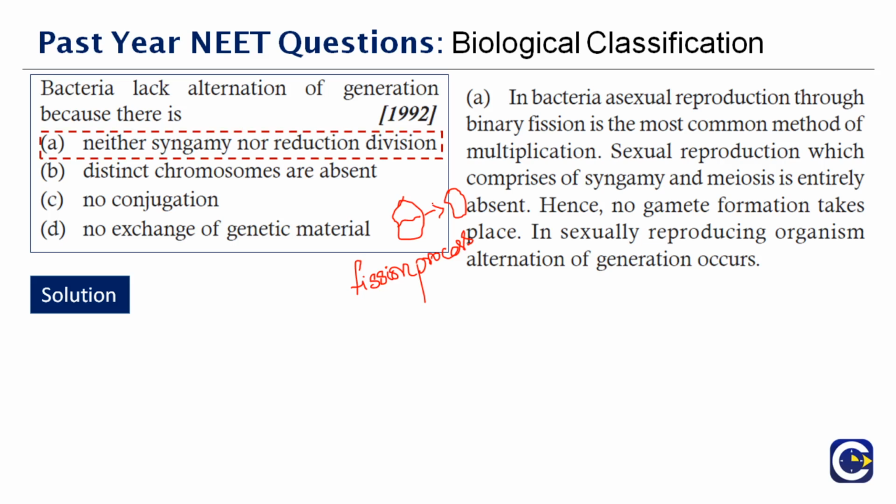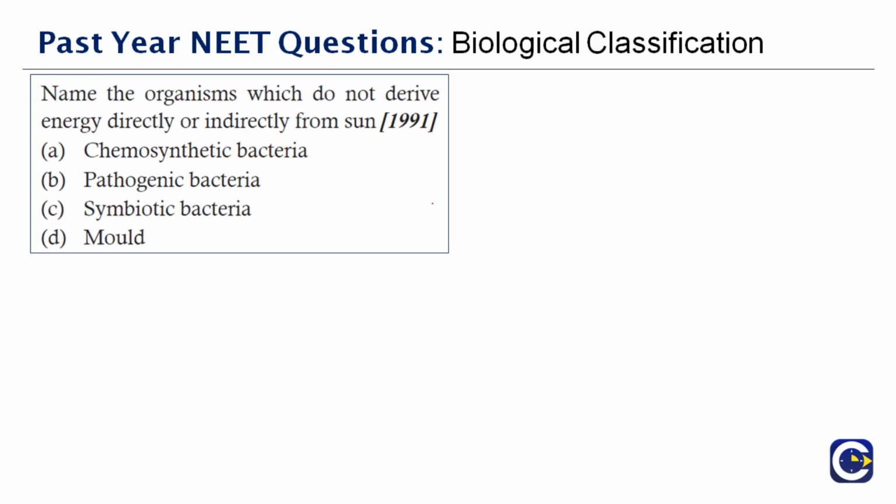Fine. Next question here. Name the organism which does not derive energy directly or indirectly from the sun. Very easy question for you to answer. Out of the 4 organisms given here, they are asking about those which don't derive energy from the sun, directly or indirectly. It means that the organism is taking energy from some other source. Every organism requires energy. Now when energy is not from the sun, then it should be from an inorganic source, right? It has to be from an inorganic source.